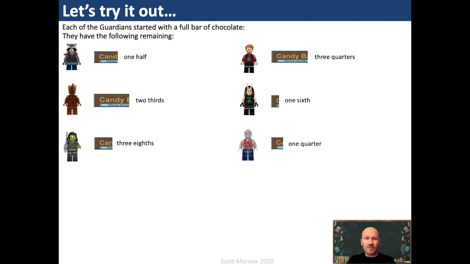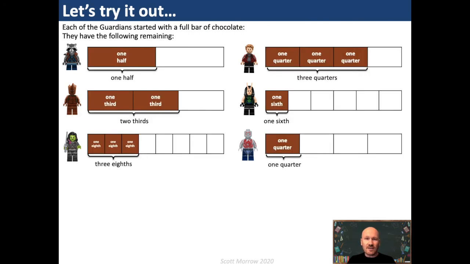It's time for you to try that out. Each of the Guardians started with a full bar of chocolate. However, once again, they've eaten some of that bar. Rocket has 1/2 bar left. Peter has 3/4 of a bar left. Groot has 2/3 of his bar. Mantis has 1/6 of her bar. Gamora has 3/8 of her bar. And Drax has 1/4 of his bar left over. So all I've done here is represent those bars of chocolate with bar models.